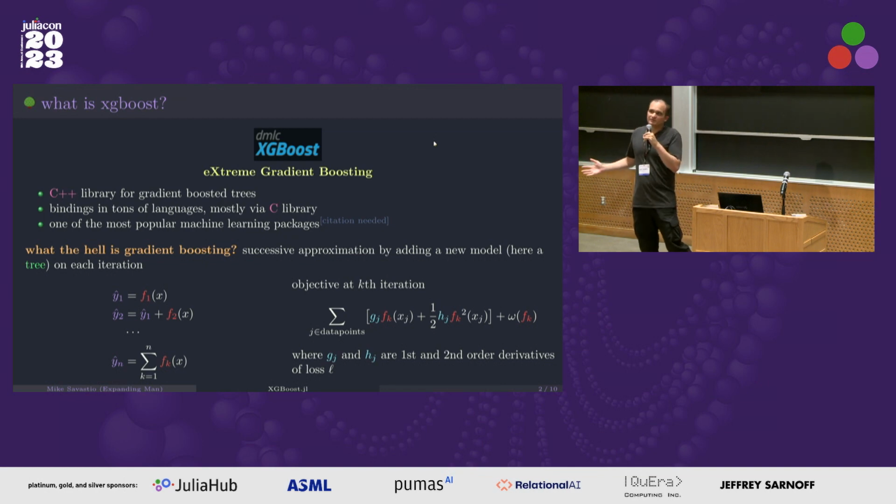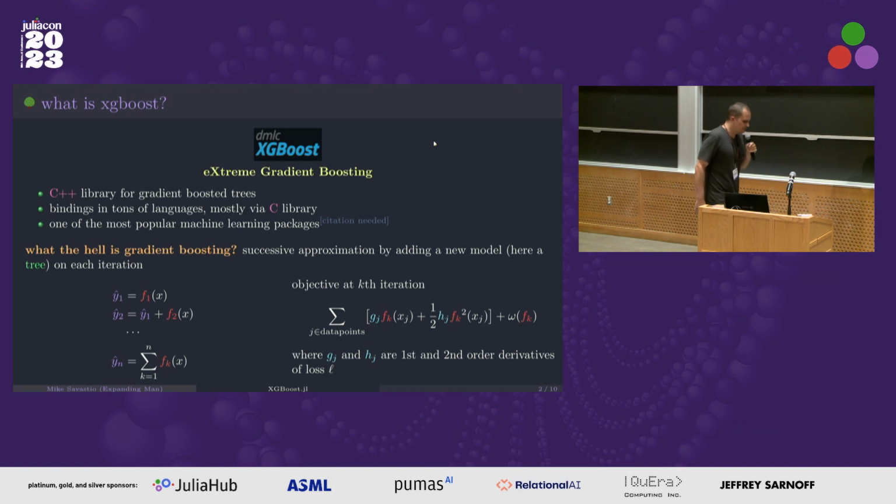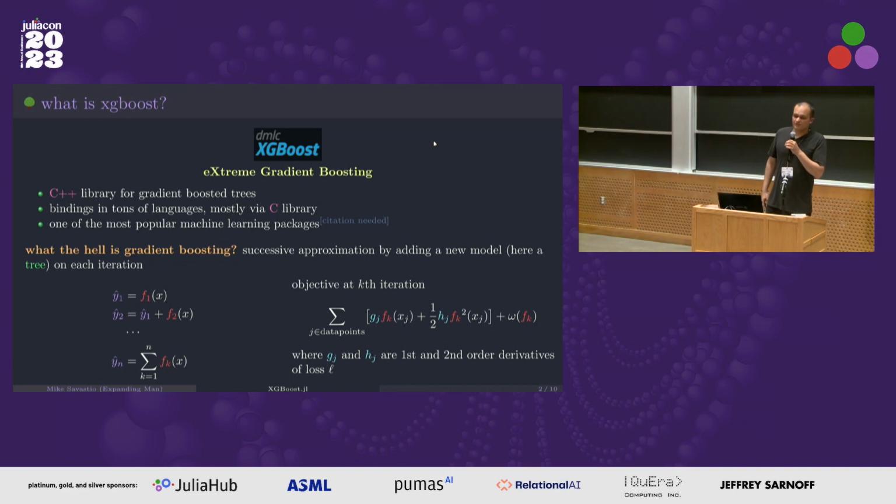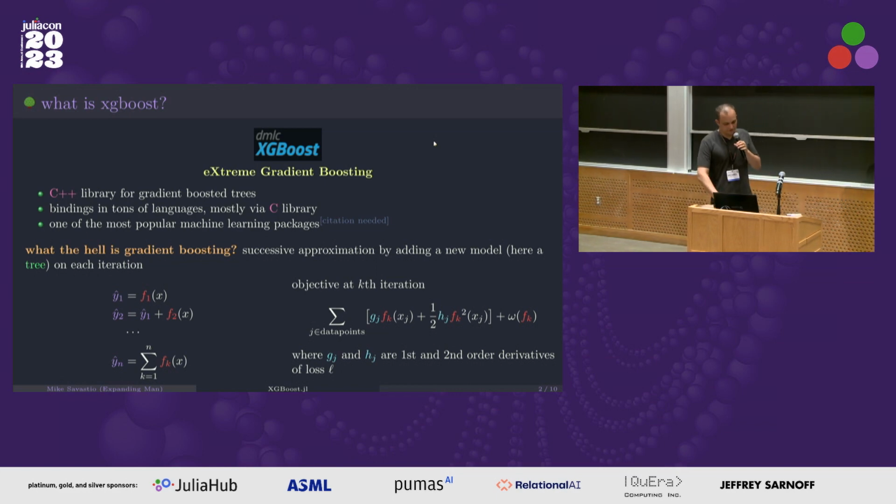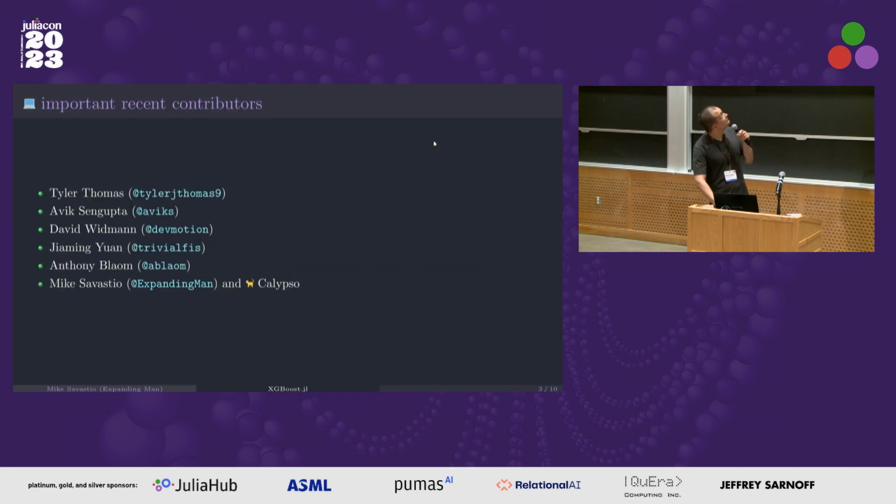I'm not going to try to explain what gradient boosting is here, but essentially the idea is that at each iteration you train a correction to your previous model. You wind up having to minimize this objective here, which depends on the first and second derivatives of the loss function. So if you have those, you can use a custom loss.